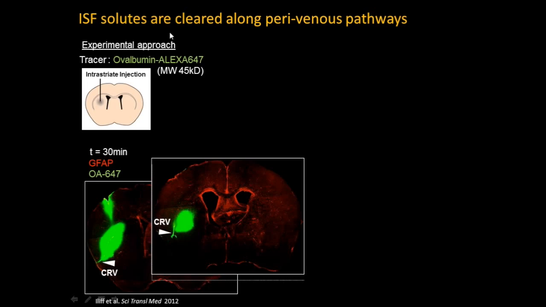To do that, and here I'm summarizing probably a year's worth of work and scores of animals that were injected, basically in 2 slices here, we injected different tracers. In this case, I'm showing ovalbumin conjugated Alexa 647, a 45 kilodalton fluorescent tracer, injected in the caudate nucleus. We waited 30 minutes, fixed the animal, sliced it, counter-labeled GFAP so you can see structure, and then looked to see where it goes.